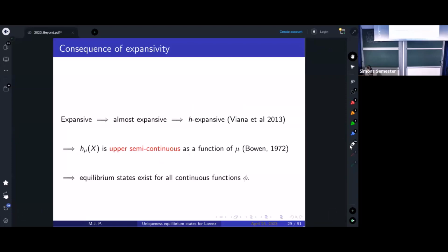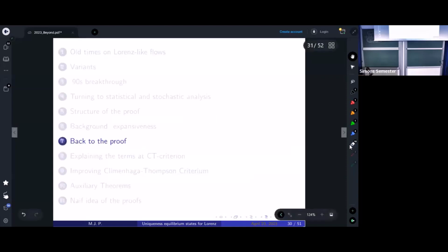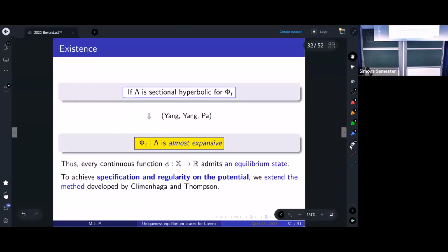A consequence of expansiveness is that, if it's expansive, it implies that it's almost expansive, which implies h-expansive, which implies that the metric entropy is upper semi-continuous as a function of the measure. And this implies that the equilibrium states exist for all continuous potential functions phi. Okay, back to the proof.